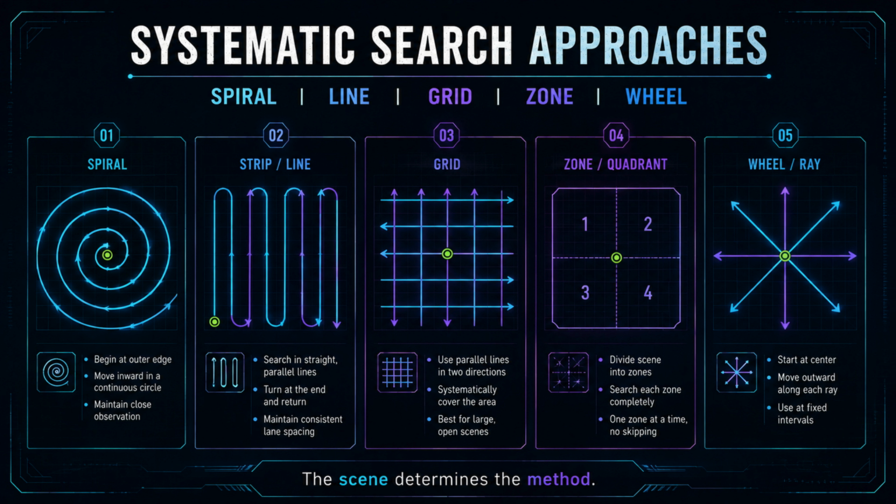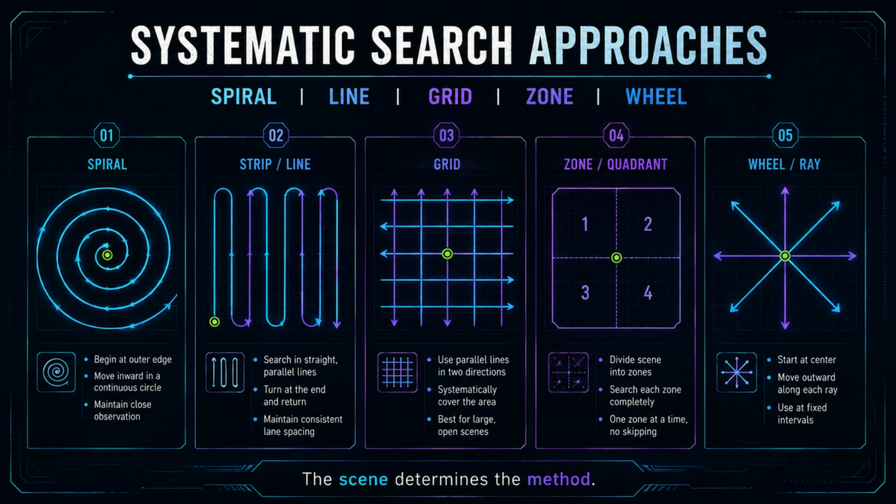So, how does an investigator decide which search pattern to use? There is not one universal search pattern that is appropriate for every crime scene. Investigators consider several factors. First is the size of the scene. A small room and a large agricultural field obviously require different strategies. Second is the type of the scene. An indoor scene with multiple rooms may be better approached using zones, whereas a large outdoor area may be suitable for line strip or grid searching.